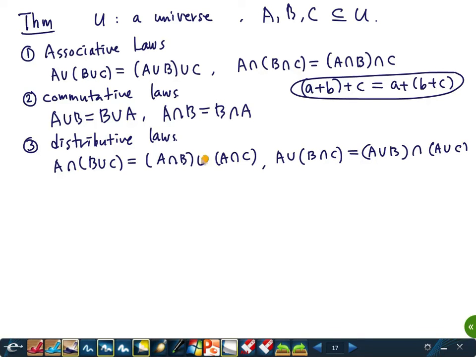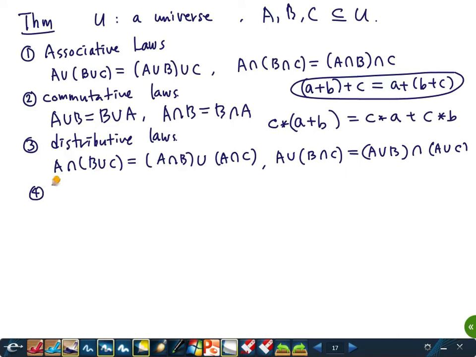Is this similar to something that you know? Yeah, just imagine C multiplied by (A plus B). We have C multiplied by A, C multiplied by B. So this kind of thing is called distributive law. It's similar.